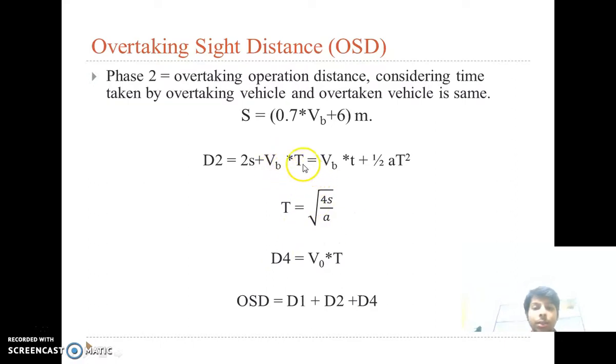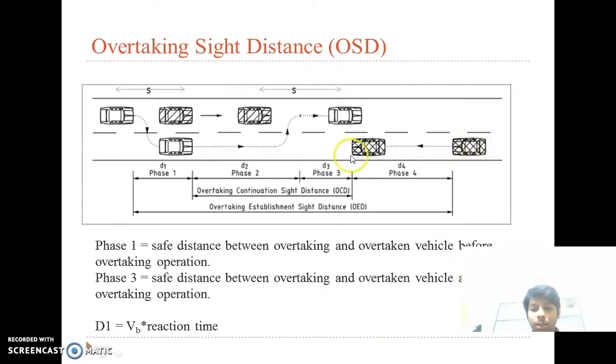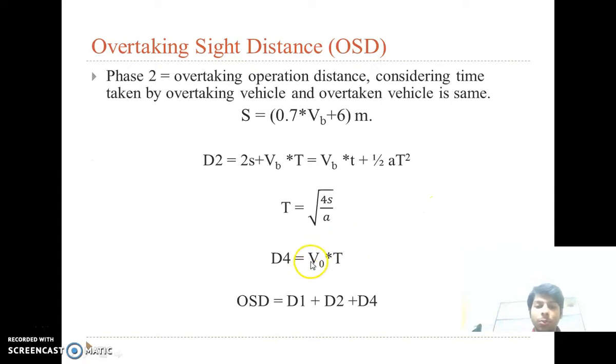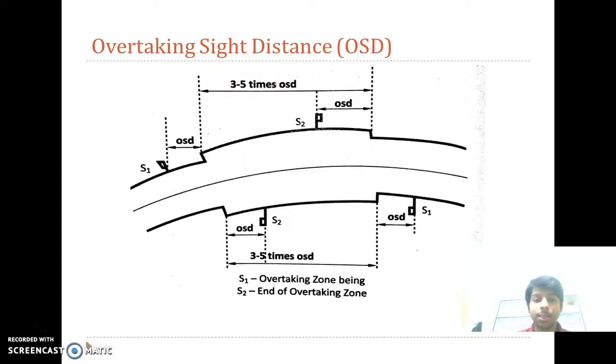So after knowing the time, we find out d2 and d4. This is called d4. This is the time of overtaking operation into its speed, which is the general design speed. So v naught, the design speed, into t. So we can calculate d4 and d2. Now we are able to find the overtaking sight distance. Now friends, how do we provide this overtaking sight distance? We provide this in a zone which is called the overtaking zone.